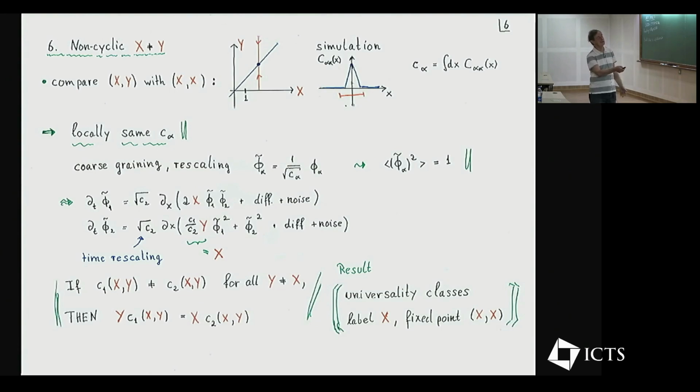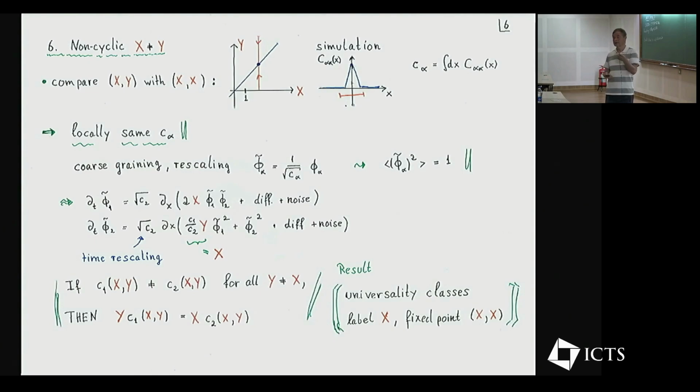I mean, it's just some different value, but it's not equal to 1. Okay? And so now the question is, I have two parameters, and how do I even compare them? I want to say that two models are in the same universality class. How do I compare them?